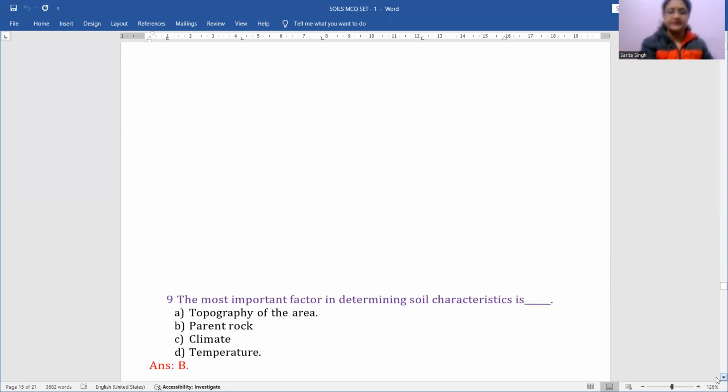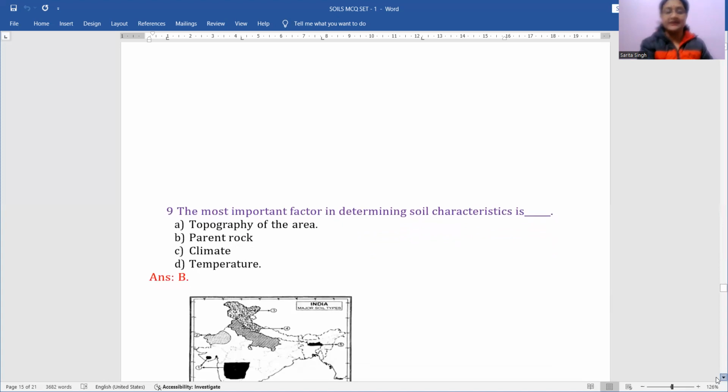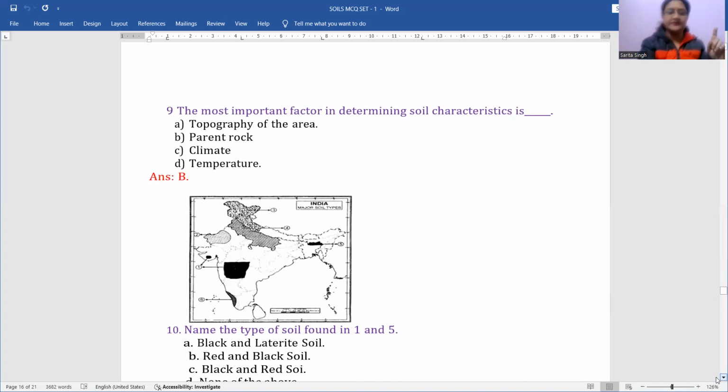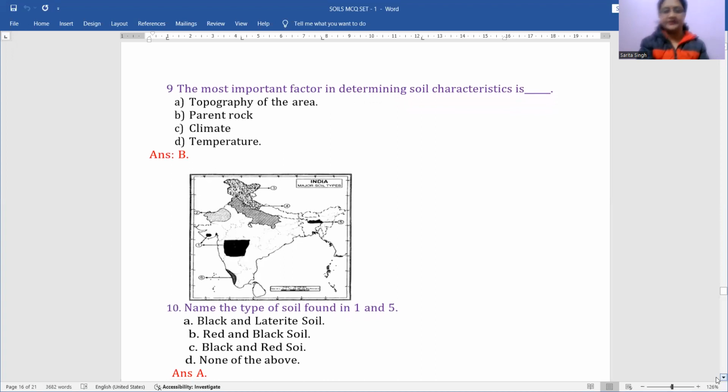Suppose जब भी हम बात करते हैं in determining the soil characteristics, कौन कौन से factors उसमें important होते हैं? Number one is topography, right? The relief of the area. Number two is parent rock or the bedrock in that area. Then next is climate and the temperature. Okay, इनमें से कौन सा important factor है which determines the soil features, characteristics of it. सबसे important feature यहाँ पर होगा parent rock, which determines कि which type of soil is present in that part. Okay, तो parent rock पे काफी कुछ dependent रहता है इसमें.